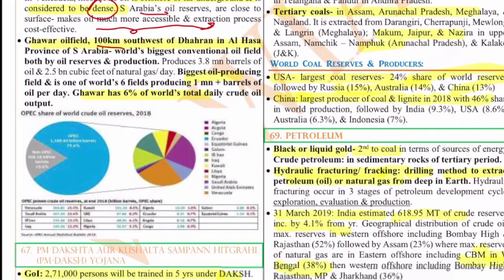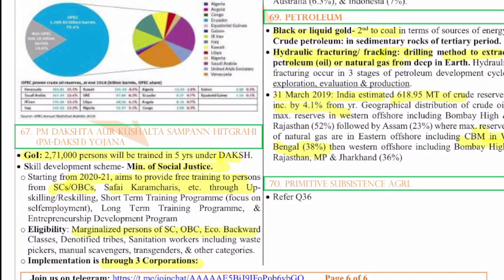Next, the 67th question. This question is on the Daksha scheme, PM-DAKSH Yojana. The Daksha scheme is related to skill development. Daksh means Dakshata or Kaushalta, that is, skill, so you can just remember it like that. Daksha is related to skill development by the Ministry of Social Justice and Empowerment. Starting from 2020-21, it aims to provide free training to persons from SCs, OBCs, and safai karamcharis, etc. through upskilling, reskilling, short-term training, long-term training programs and entrepreneurship development programs.